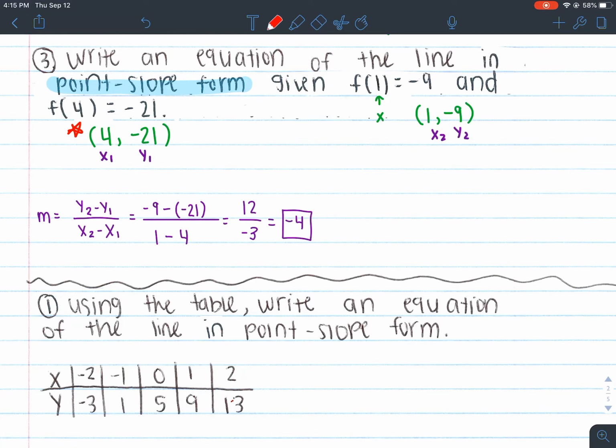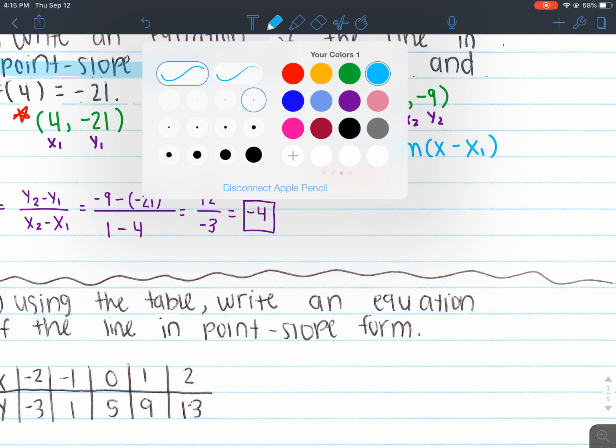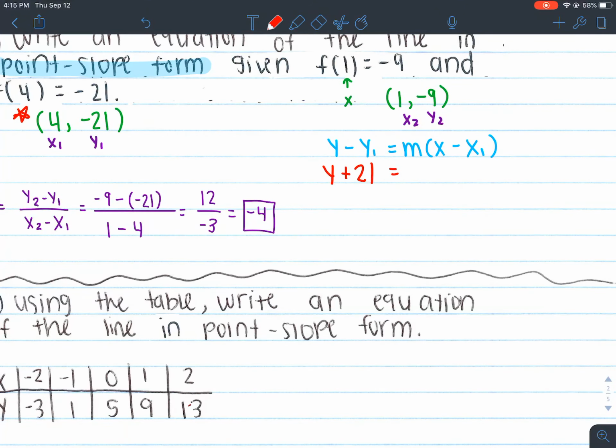So I'm going to use the red star point first. So I'm going to have y minus -21, so it would be plus 21, right? Because when I plug in a 21 for my y1, oops, let me go ahead and write the form down. I forgot to do that. When I plug in the y1, the sign's going to change, right? Because it's a -21, now it's a positive 21, equals my slope, which is -4, times x, and then I have a -4 because my x1 is a 4. So that is one answer I could have.